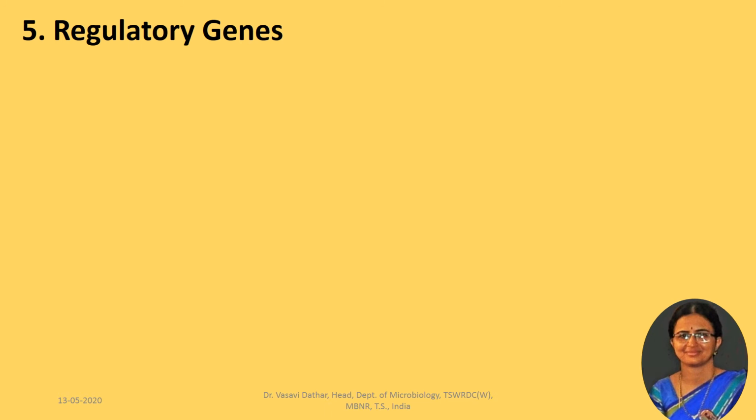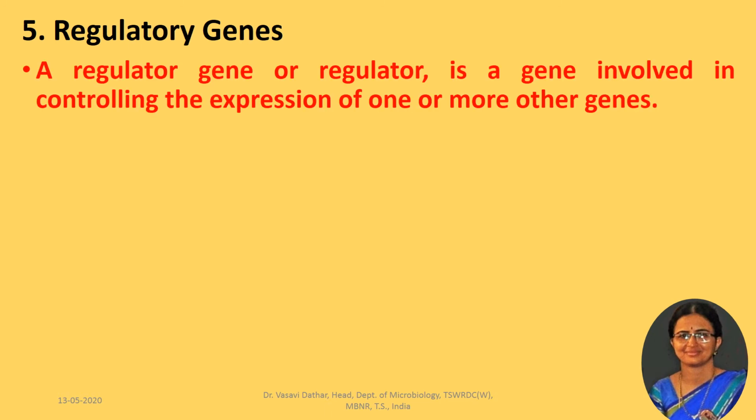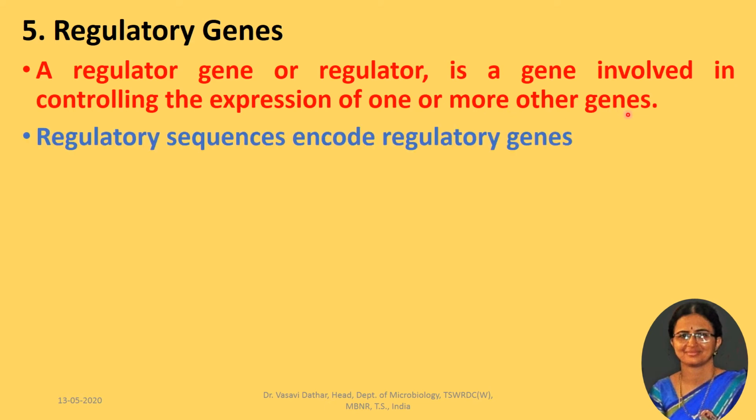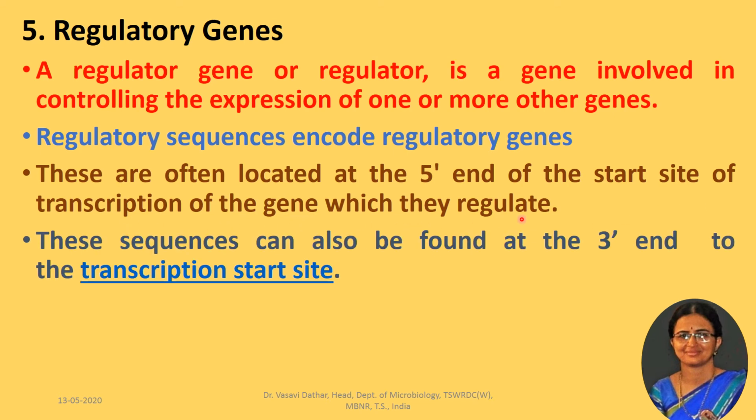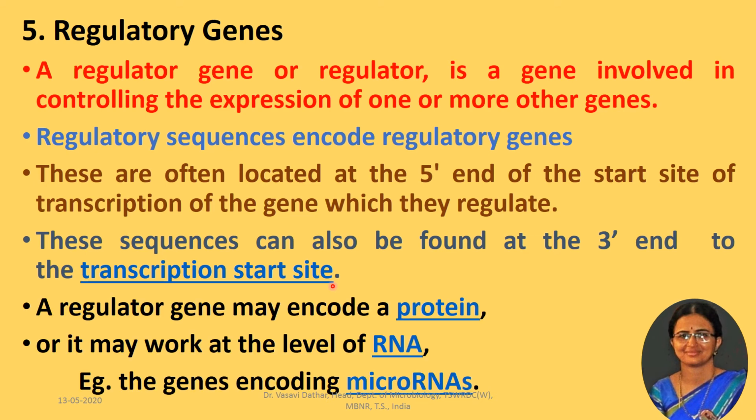Next comes regulatory genes. A regulatory gene is a gene involved in controlling the expression of one or more other genes. Regulatory sequences encode regulatory genes. They are often located at the 5' end of the transcription start site of the gene which they regulate, or they can also be found at the 3' end of the transcription start site. A regulatory gene may encode a protein or it may work at the level of RNA, for example, the genes encoding microRNAs.